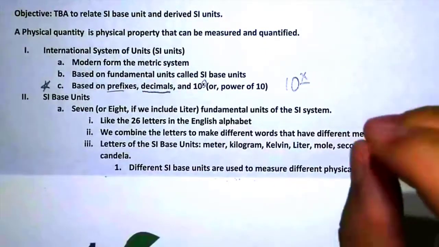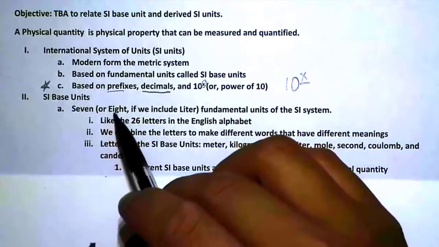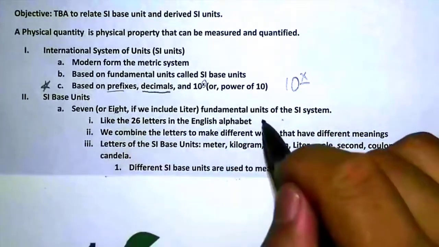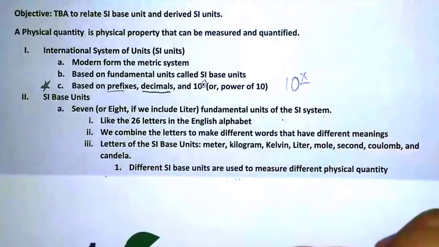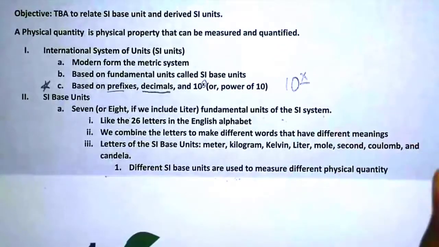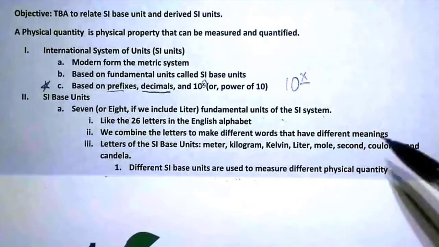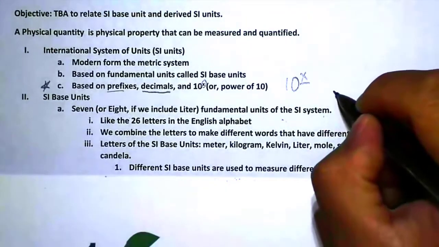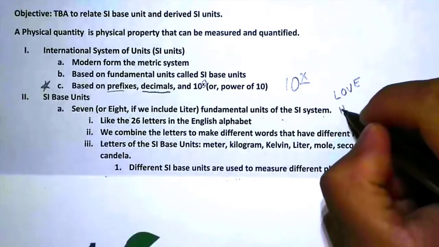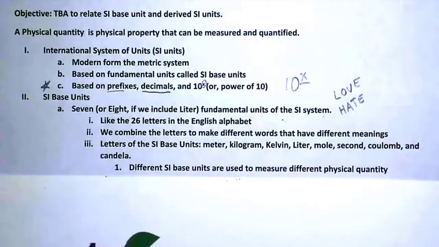Now let's look at the SI base units. Like I mentioned before, there are 7 or 8. If we include liter for volume, there would be 8 units in the SI system. The beautiful thing about the fundamental units is that they are like the 26 letters in the English alphabet, and we combine the letters to make different words that have different meanings. For example, LOVE represents love, or we have HATE, which represents hate. They have completely different meanings.